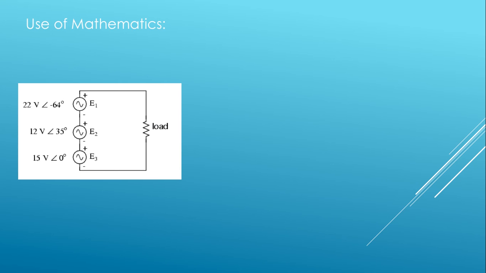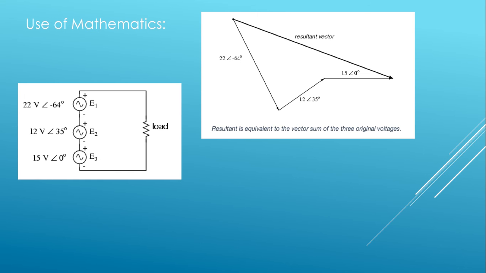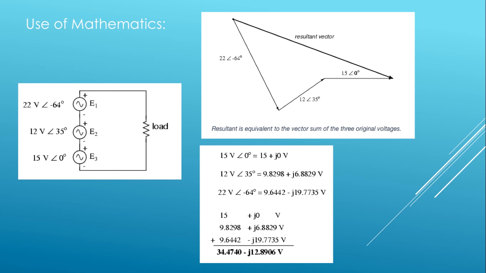In this diagram, we can see that we have three AC sources, all with different magnitudes and phase angles. By adding the vectors graphically, we can visualize the resultant vector, which is the sum of the three. To determine its magnitude, we use the complex number j, which is the square root of -1. The polar form of this result equates to 36.8 volts at an angle of -20.5 degrees.